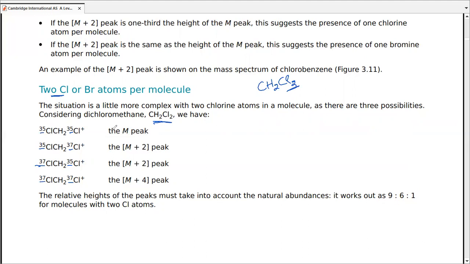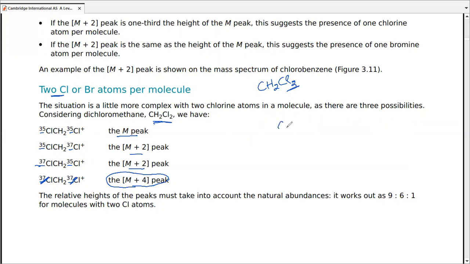Now this would form the M peak because both of them are 35. This would form the M plus 2 peak because one of them is 37, and so does this one. But this one would form the M plus 4 peak. Why? Two steps in this and two steps in this.